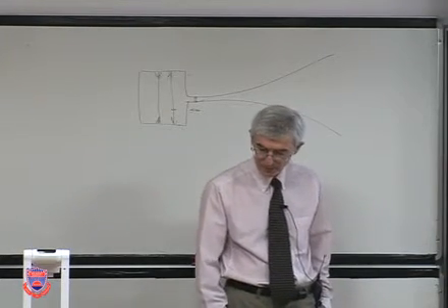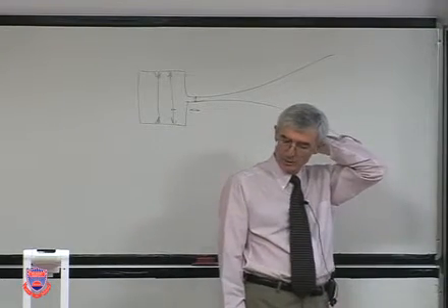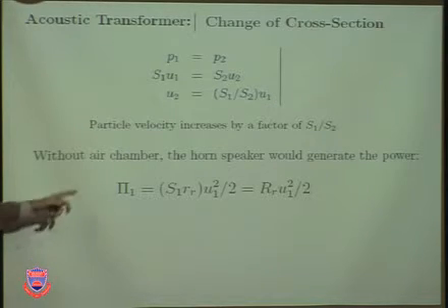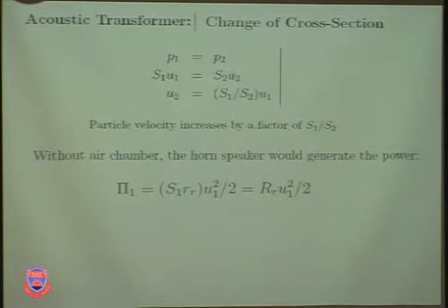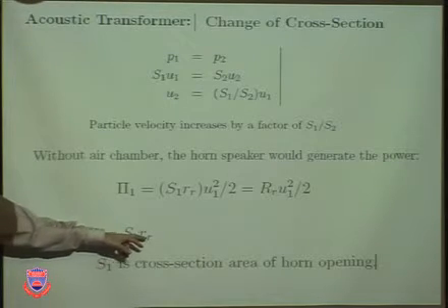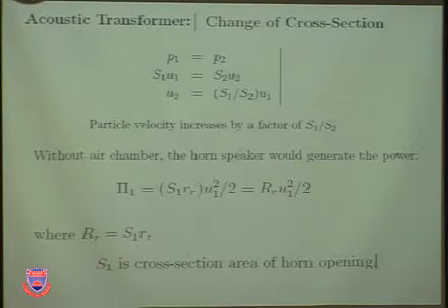Now, for example, without that ratio, the horn speaker would generate a sound power that's expressed as S1 times the radiation impedance, U1 squared over 2, where R is the radiation impedance times the cross-sectional area of the horn opening. I'm going to go over this very quickly, just to demonstrate what the difference is. I will rewrite this in the next one, I think.